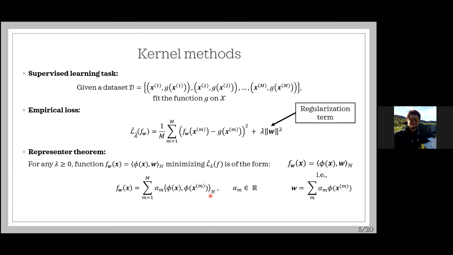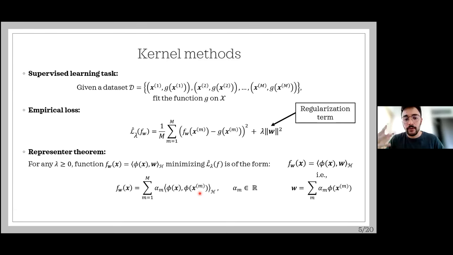Yeah. I see. So depending on what feature space you chose and how you embedded your data points in feature space, that will change the norm which you observe here. Yeah. I see. Thanks. Very nice question. Thank you very much. Okay.